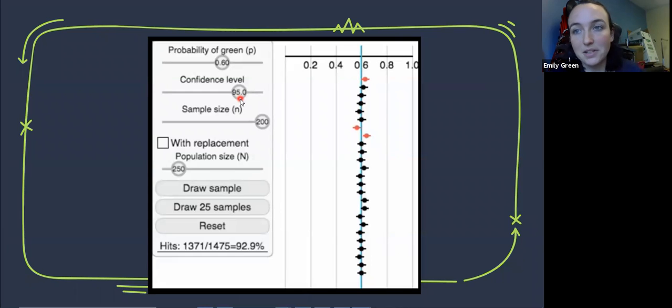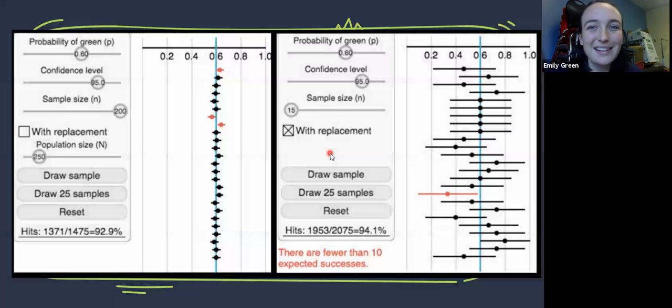This is an example of the independence condition. Here's an example of a normal condition. Remember, normal condition had to do with getting at least 10 successes and failures in each problem. So you can see I took the same probability, same confidence level, but my sample size now is only 15. If there's 15 people in a group and only 2 choices, there's no way that 10 people choose yes and 10 people choose no. So there's no way I have 10 successes and 10 failures.